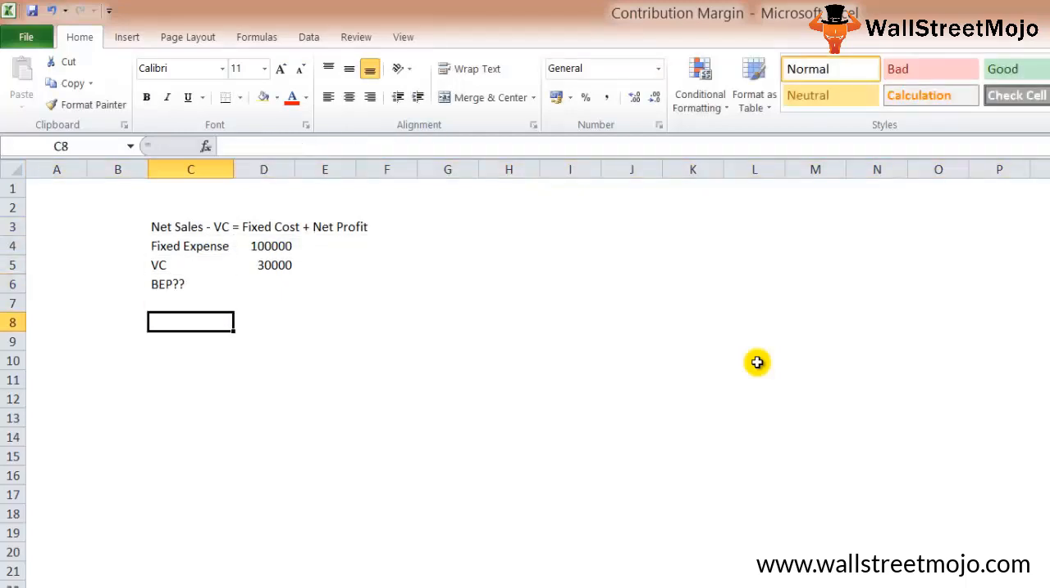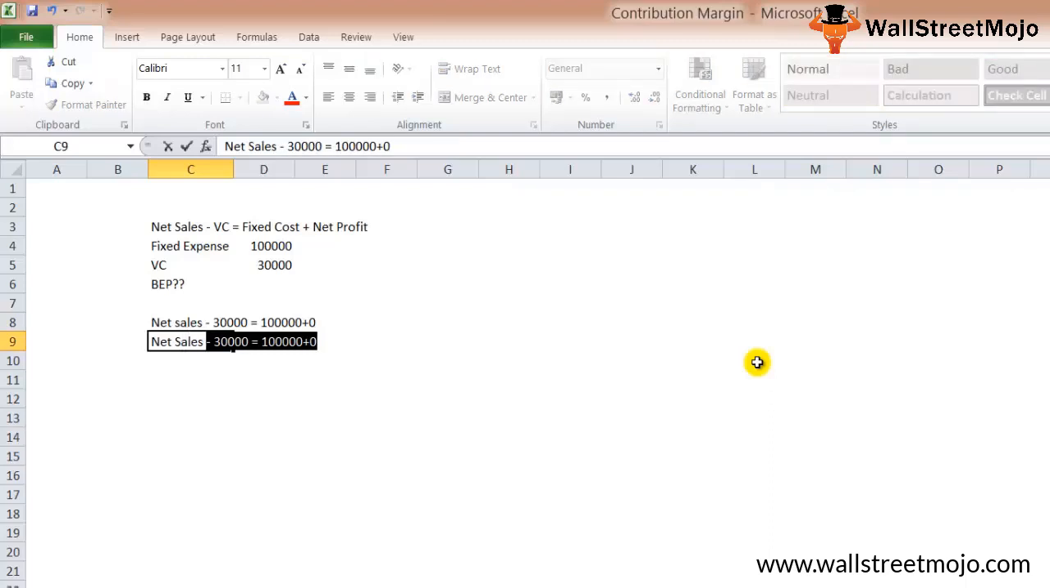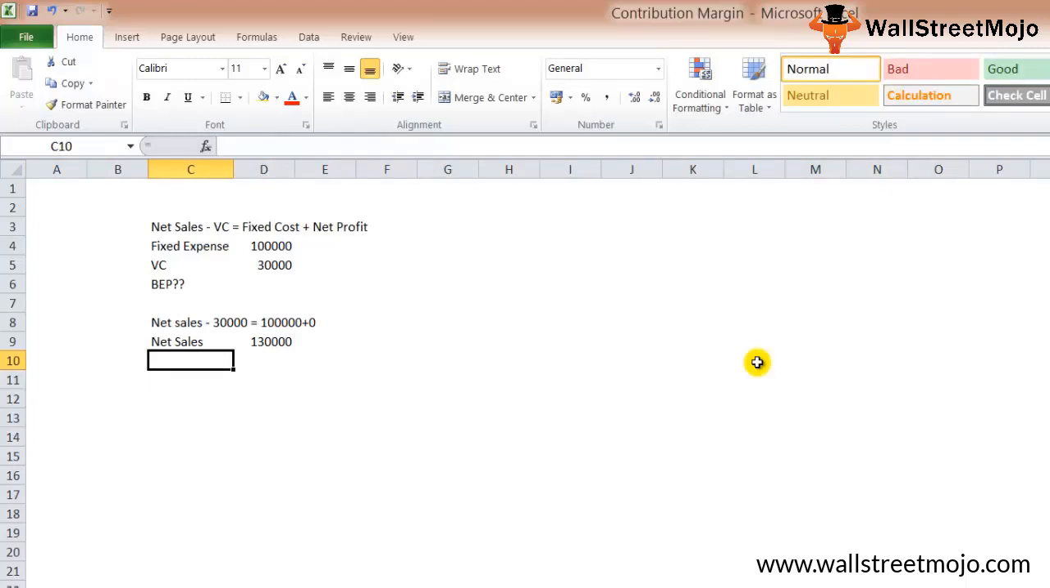So you can say net sales less 30,000, that is the variable cost, is equal to the fixed cost, that is 1 lakh, that is available to us, and the net profit is 0. So we have the net sales. If we solve this equation, we get net sales as 1,30,000. That is going to be our answer. That means at 1,30,000 of net sales, the firm would reach the break-even point.